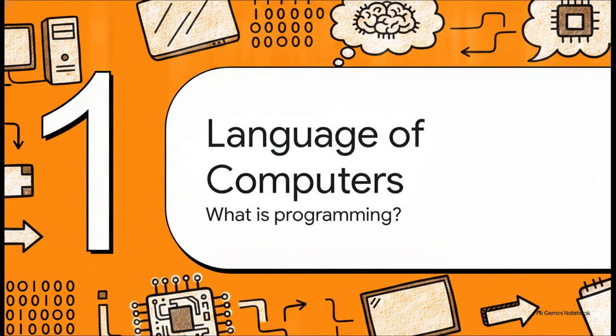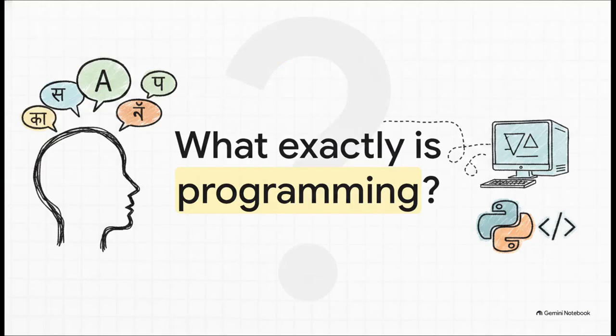Section 1, the language of computers. Before we even think about writing a single line of code, we have to tackle a potentially intimidating question. What exactly is programming? Well, think about how we communicate with each other every day. If I want to ask you a question, I might use English or Hindi or Spanish. We use human languages to share our ideas, right? But here's the thing. A computer doesn't speak our languages natively. To communicate with a machine, we need a common ground. And that is exactly what a programming language provides for us.